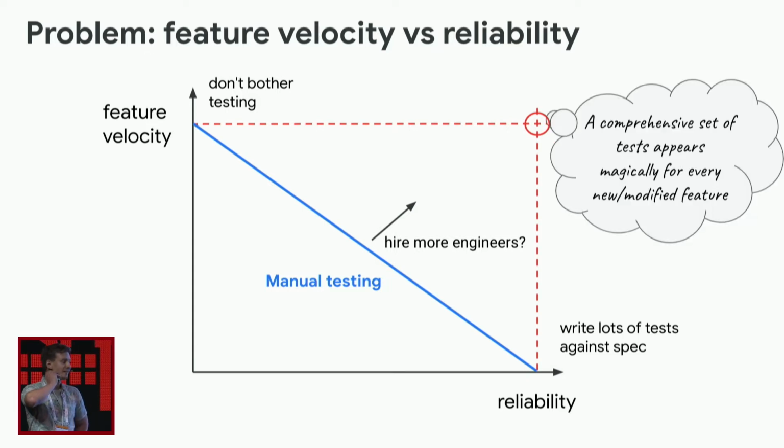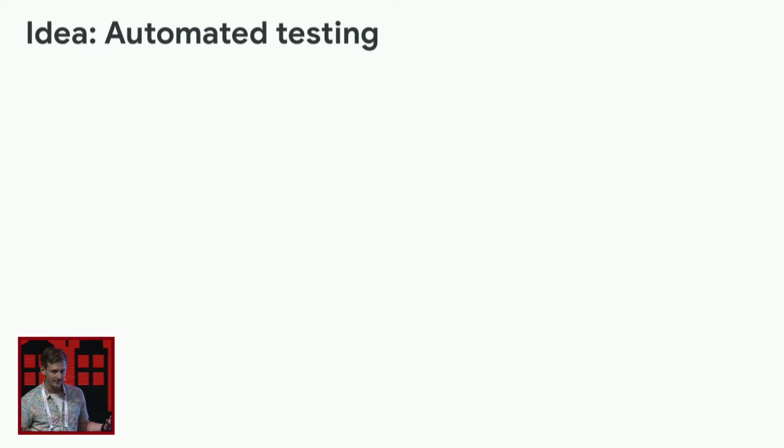So what we're asking for here is almost too much to ask, maybe. We kind of want a comprehensive set of tests to appear magically every time we have a new or modified feature. But it turns out we can kind of pull that off. And let me show you how. So the idea is to use automated testing somehow.